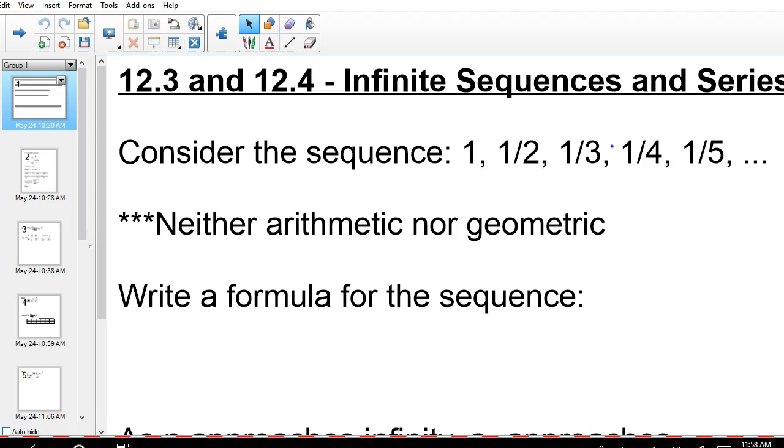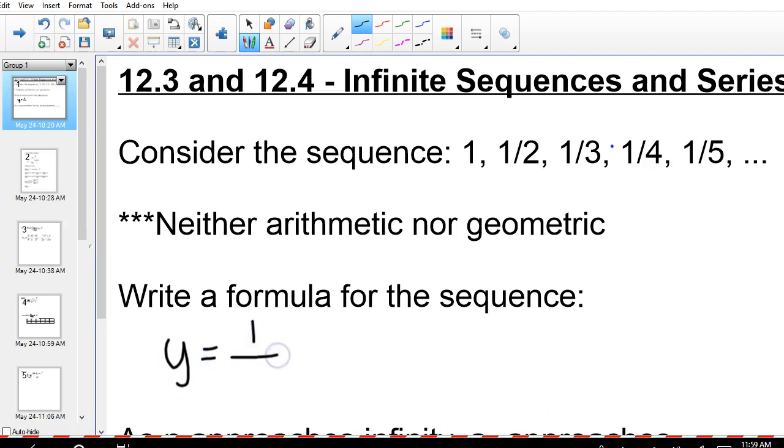And so what I want us to do is to write a formula for it. Just like an equation, not a recursive formula, because we can't really write a recursive formula so easily for this. If we just write a formula for this particular sequence, then we can write it a couple ways. We could just write it like y equals 1 over x. So if you plug in 1, you get 1 over 1, which is 1. If you plug in 2, you get 1 over 2. Plug in 3, you get 1 over 3. You get 1/2, and then 1/3, and then 1/4, and 1/5, and 1/6. So this would give you this sequence.